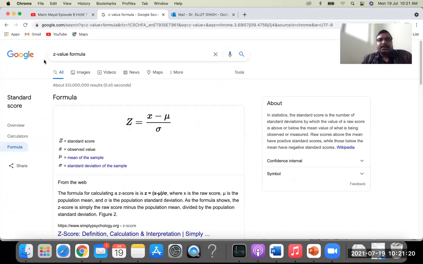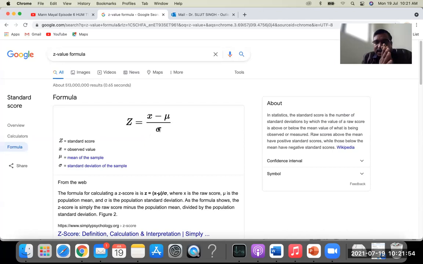If you can see this screen, Z value for the normal distribution can be calculated as x minus mu divided by sigma. Here x is the mean of samples, sample level. Mu is the population average, and sigma is the standard deviation of the sample.